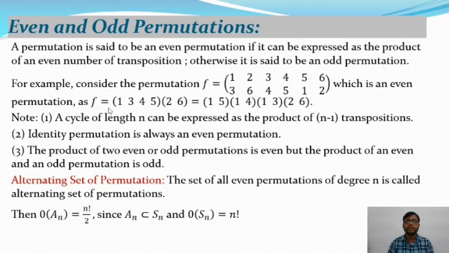Okay. So after that we will talk about the alternating set of permutations. That means the set of all even permutations of degree n is called the alternating set of permutations. And the order of An is equal to n factorial by 2. Since the order of Sn, that is the order of the symmetric group, is equal to n factorial, An is always a subset of Sn. So now move on to the next slide.